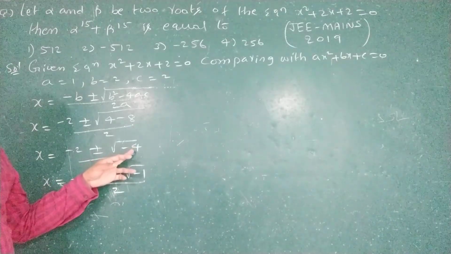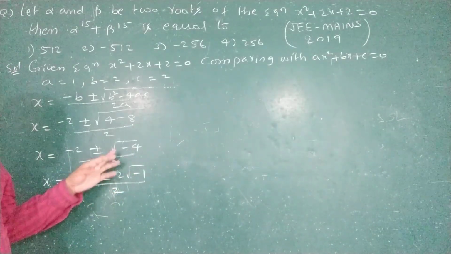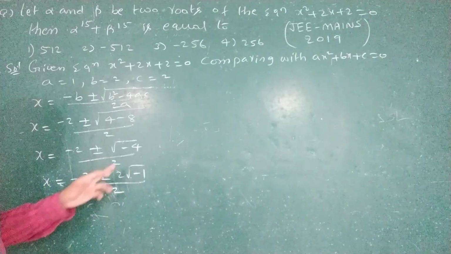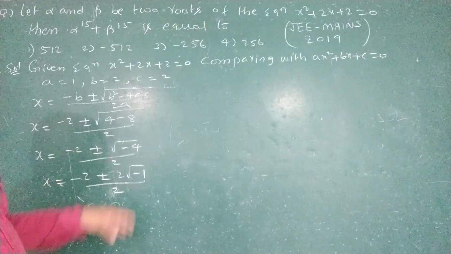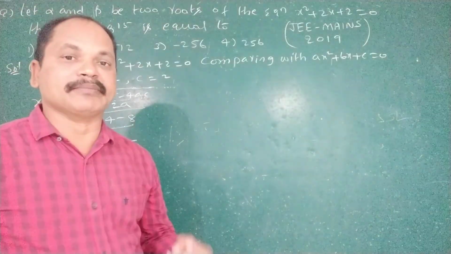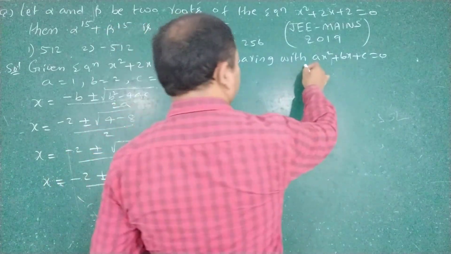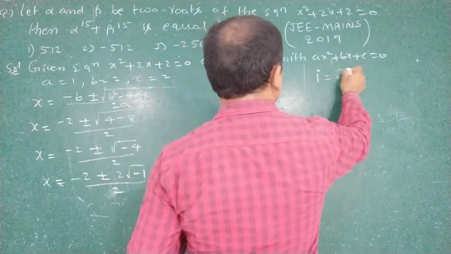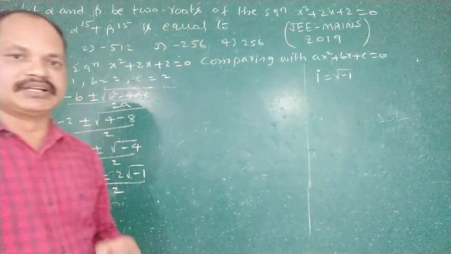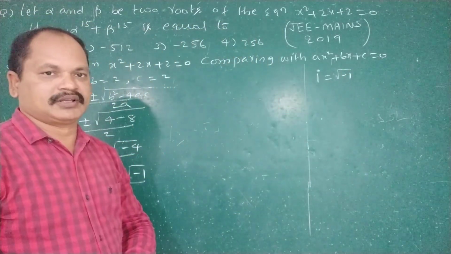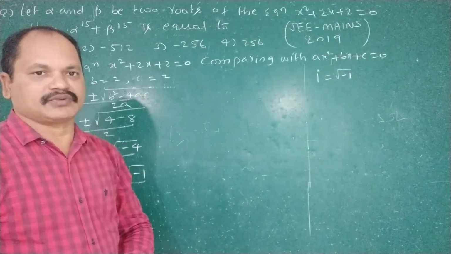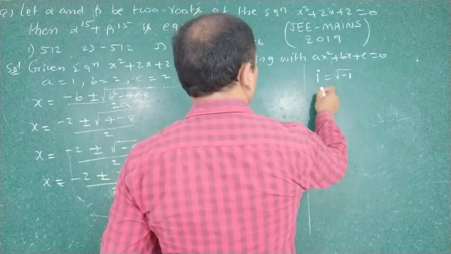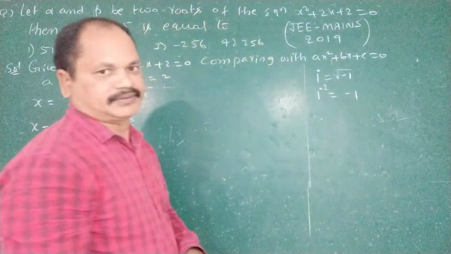Root minus 4 is nothing but root 4 into root minus 1, where root 4 is 2 and root minus 1 is there. Now, root minus 1 is called an imaginary number. It is represented by iota. i is equal to root minus 1, where i is called iota. i square is equal to minus 1.